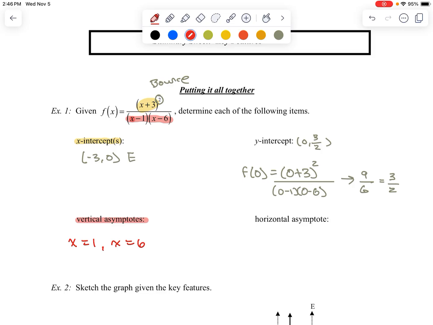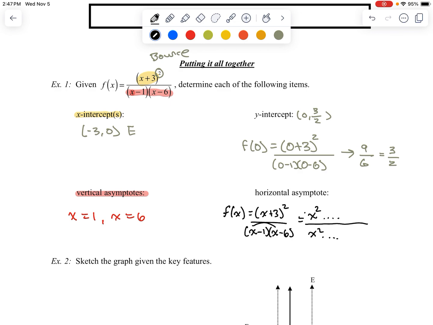And then for the horizontal asymptote, we have to determine if we're bottom heavy or balanced. So let me rewrite the original here. f of x equals x plus 3 squared. And if you were to expand that out, you would get x squared, and then x times x would be x squared. So this is actually balanced, and when it's balanced, you take the ratio of the leading coefficients, so 1 over 1 would just be 1.